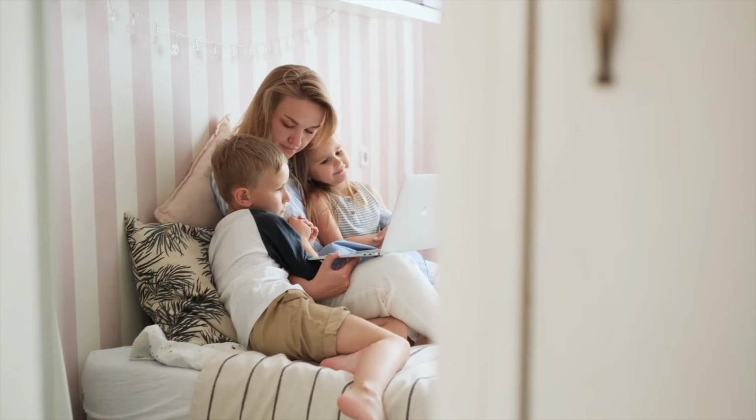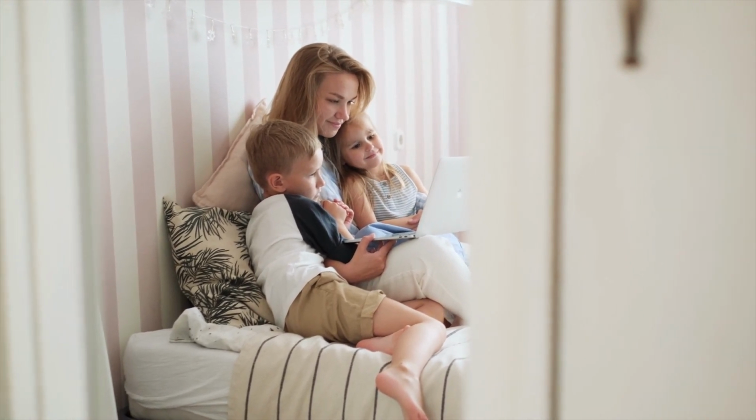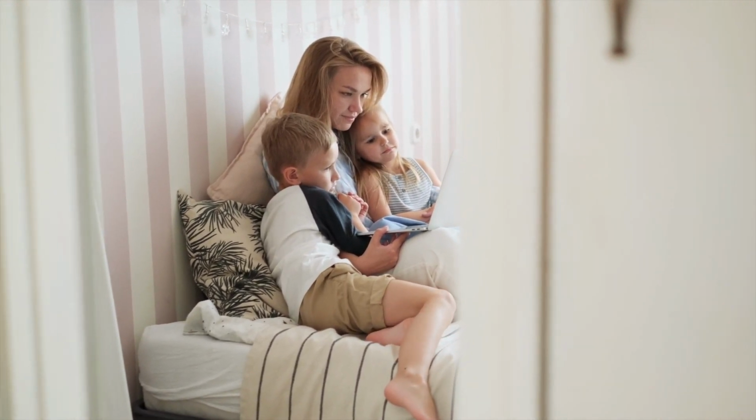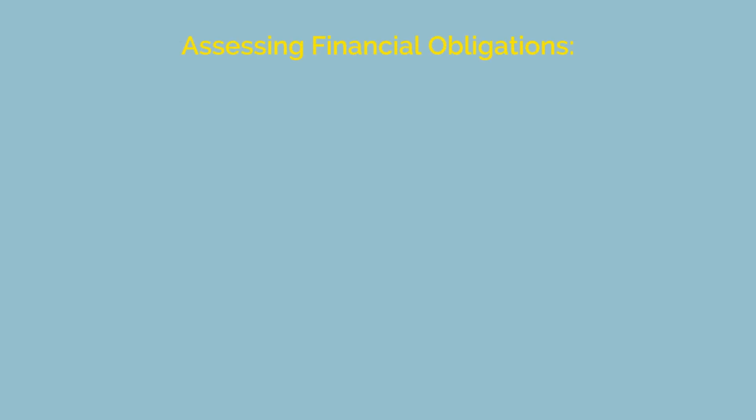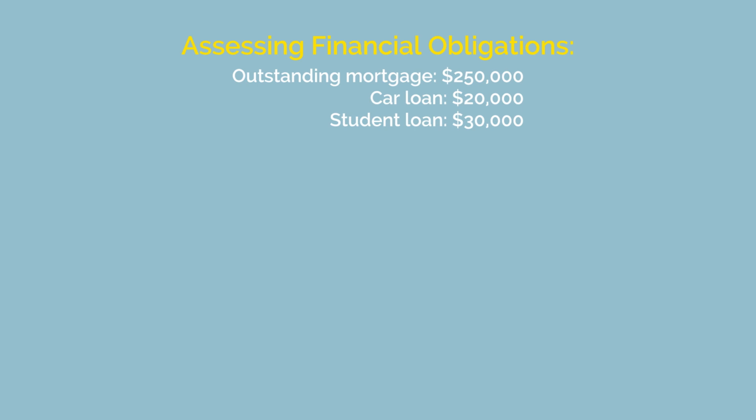Let's go through an example to help illustrate how this would work. Meet Sarah. She's a 35-year-old working mother of 2 children that she wants to provide protection for the next 10 years until they're out of the house. So let's start by assessing her current financial obligations. Currently, she has an outstanding mortgage of $250,000. She has a car loan of $20,000 and student loans of $30,000, which brings her total current debts to $300,000.